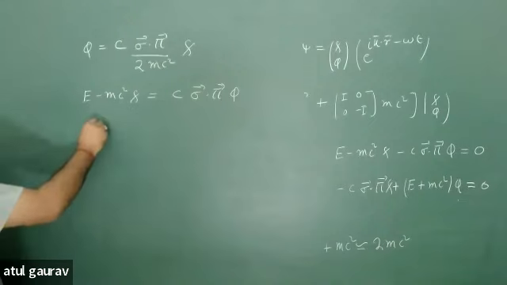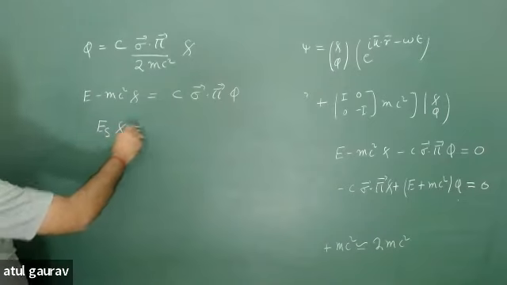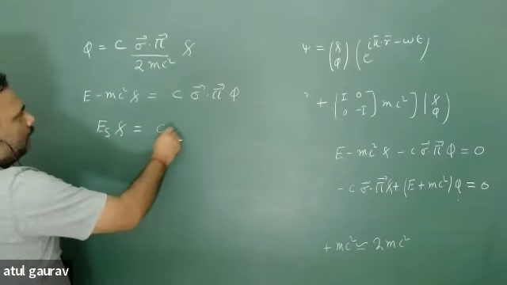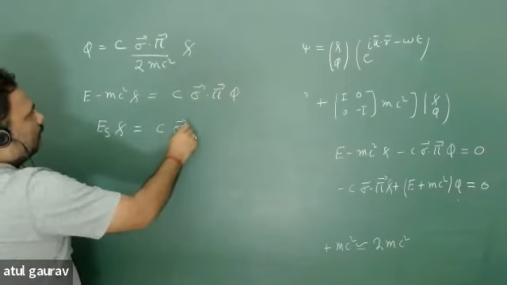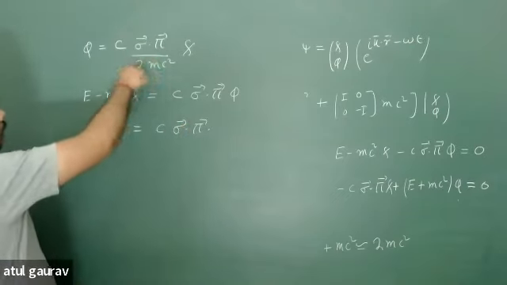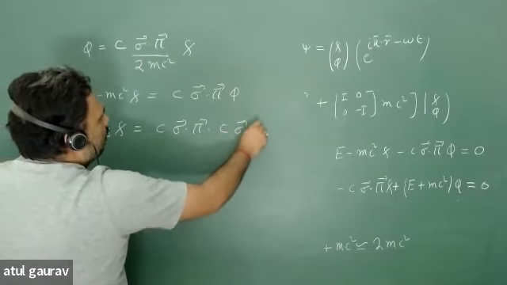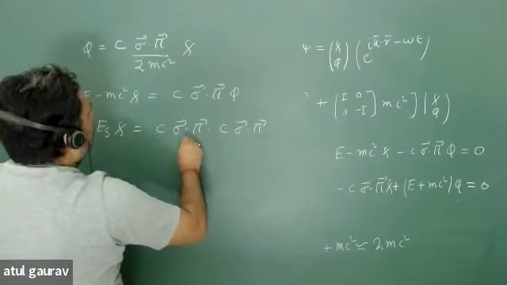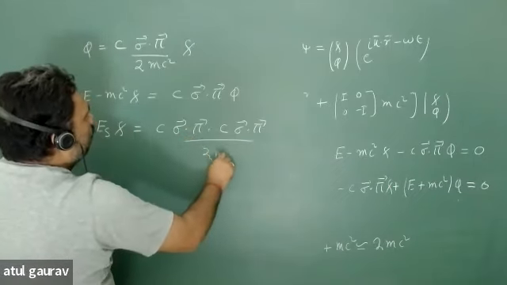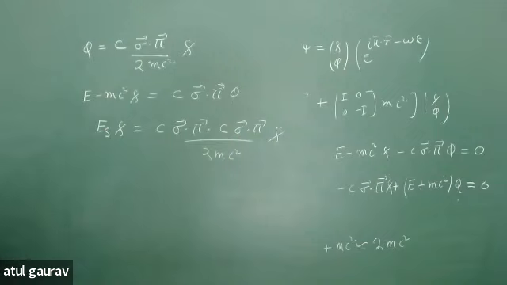So this will be nothing but kinetic energy χ is equal to cσ·π, and I can write φ from here. So that value is equal to cσ·π upon 2mc² χ. Are you getting my point? So what will happen?